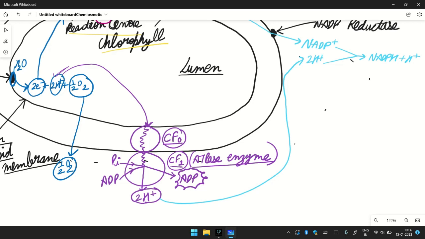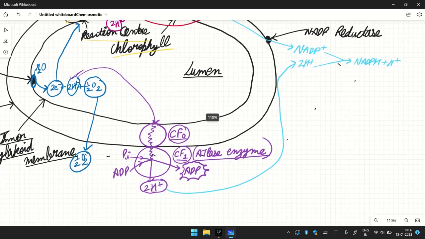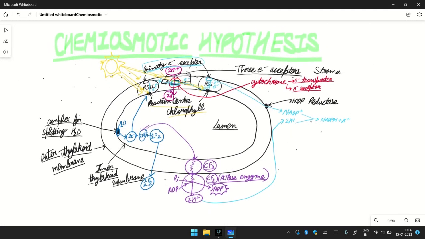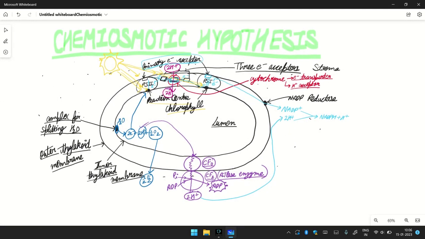Okay, so now our whole process is complete here. Let us see the bigger view. You can even take its screenshot. Right now it's looking a bit messy, but I hope you will understand it very well. So this is the whole process. This is the whole mechanism of the chemiosmotic hypothesis.